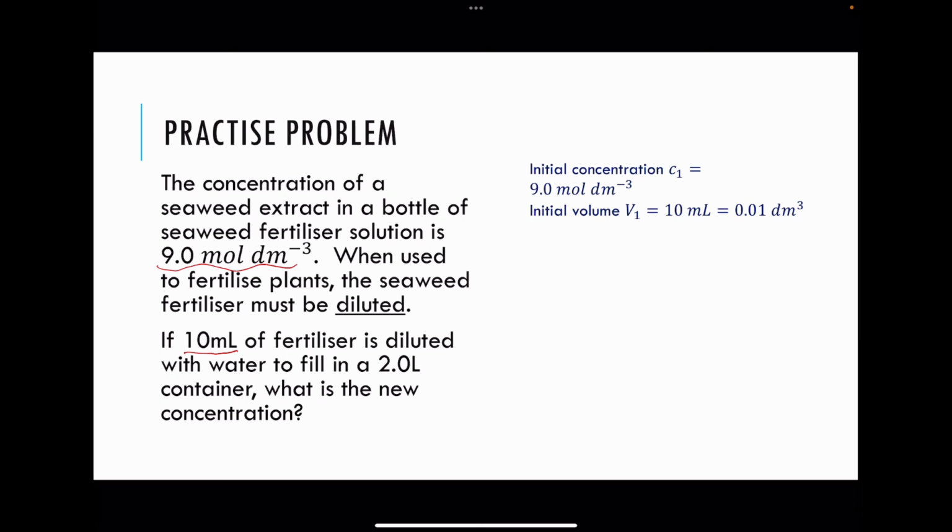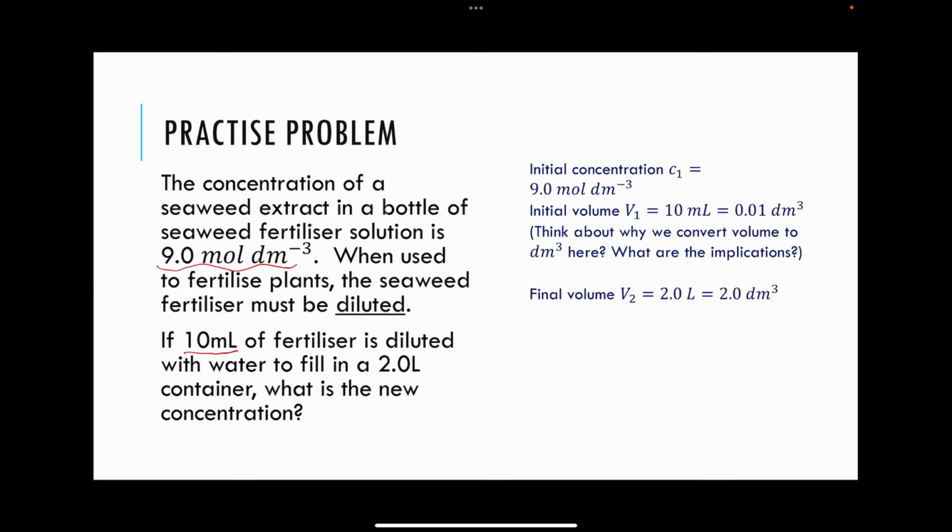Now here I'm converting 10 mL into decimeter cubed. I'd like to ask you to think about why I did that, okay? What are the implications? Why did I convert? Why didn't I convert it to some other units for volume? Then the final volume V2 will be 2 liters, and therefore we rearrange the equation. c2 will equal c1V1 over V2. And as a result, we find the new concentration, which is much smaller, will be 0.045.